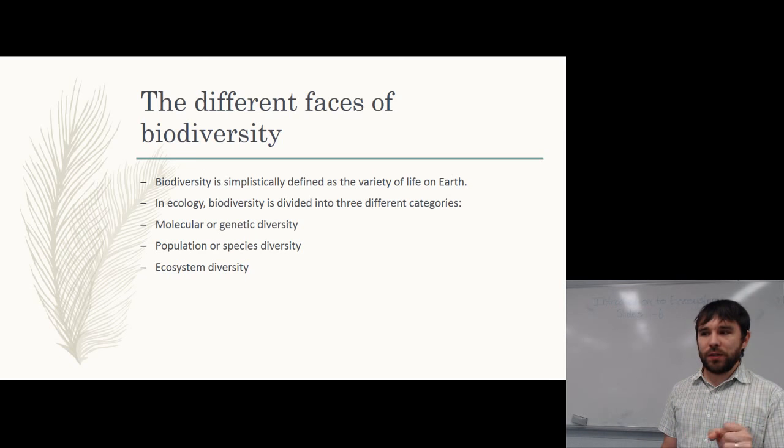We categorize things in science, remember, so that it makes it easier to communicate with that. So there's molecular or genetic diversity. Now, molecular or genetic diversity is really just a description of genotype variation, different types of genes found in a population. Our species diversity or our population diversity is all of the different types of organisms, the different species that are able to be found in a specific habitat.